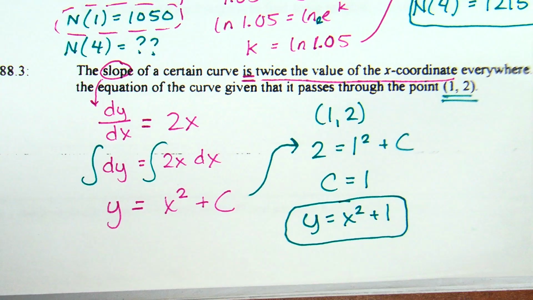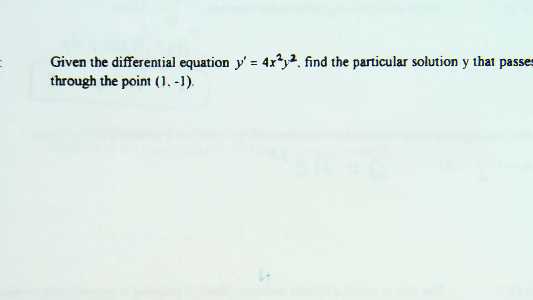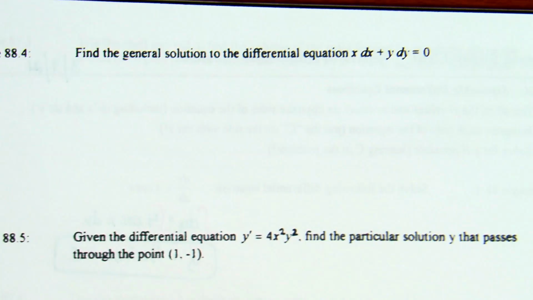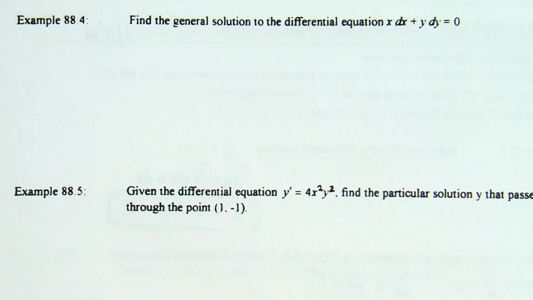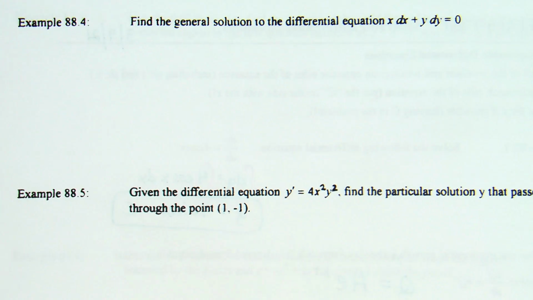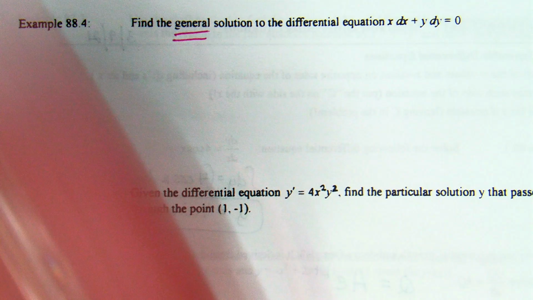Minus x dx. I think that's the wrong problem. Here we go. I got through. Sorry. It was really zoomed in, so I was trying to find the right problem and I messed it up. Okay. Find the general solution to the differential equation x dx plus y dy equals 0.